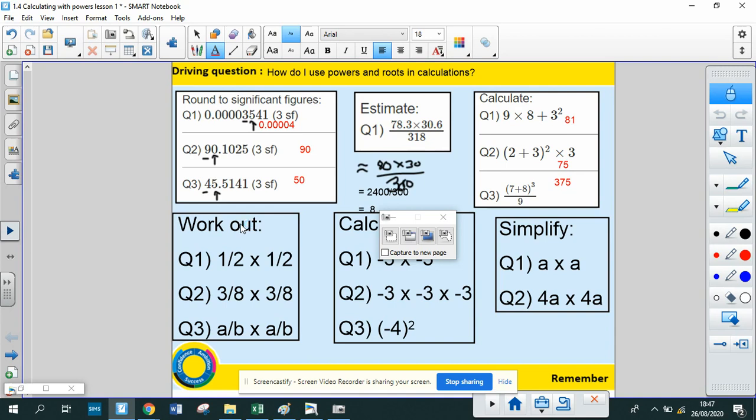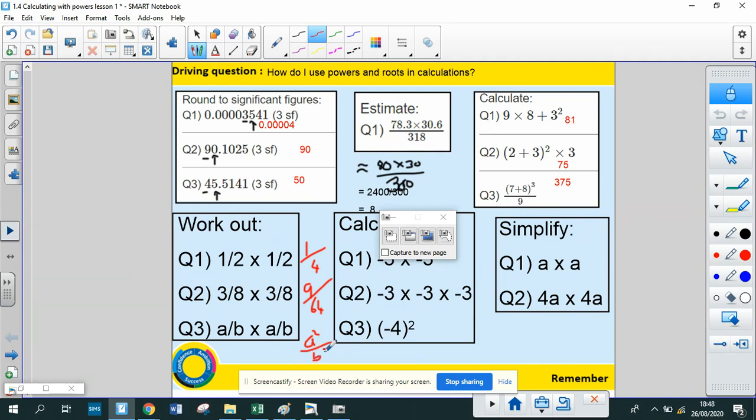Okay, next question, 1/2 multiplied by 1/2. So we multiply the numerator and multiply the denominator. 1 multiplied by 1 is 1, and 2 multiplied by 2 is 4. 3 multiplied by 3 is 9. 8 multiplied by 8 is 64. A multiplied by A is A squared. And B multiplied by B is B squared.